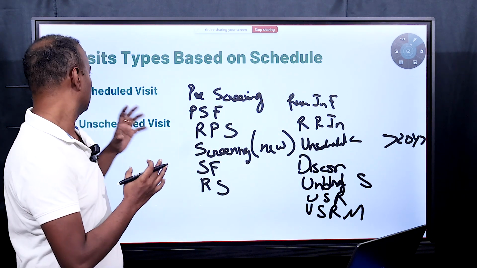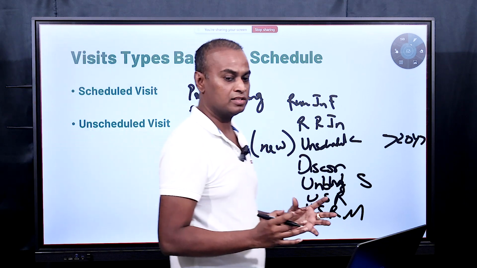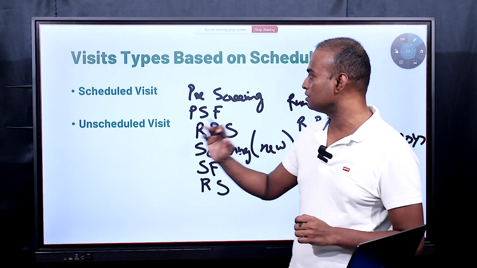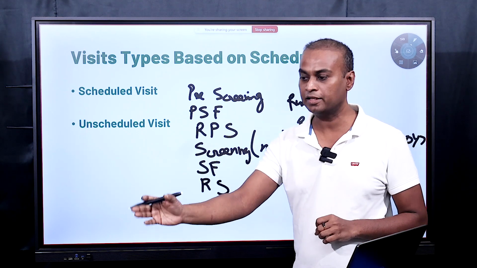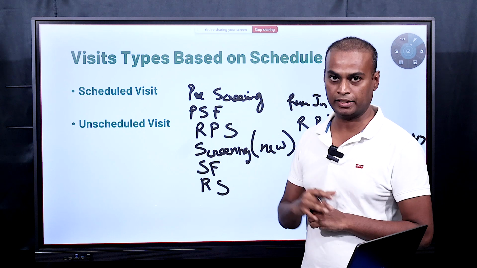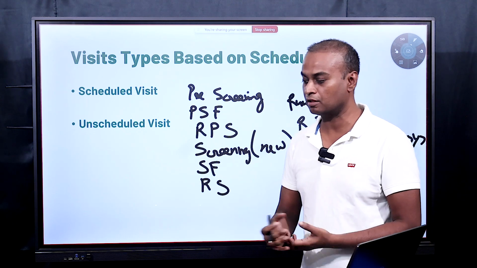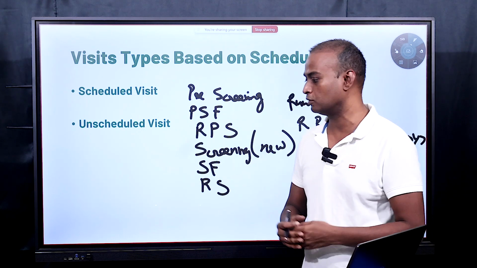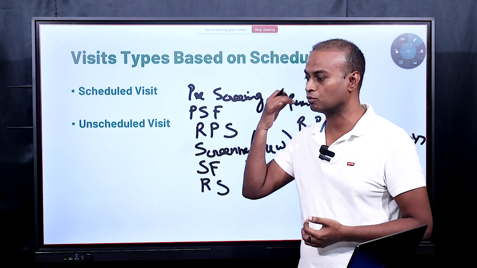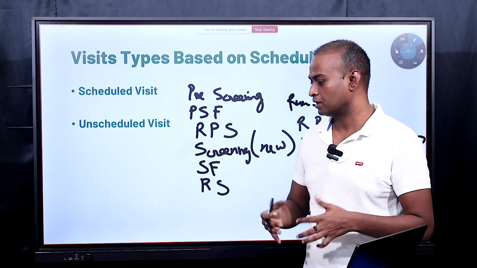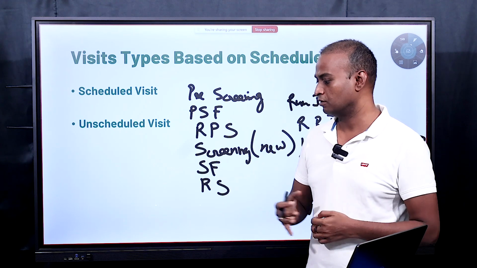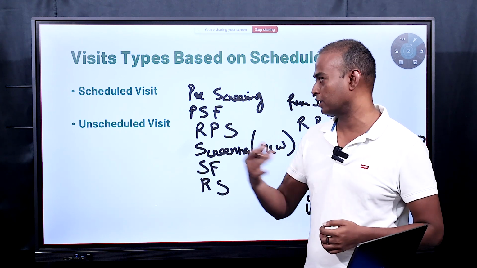So basically, scheduled visit is a planned visit. Planned visit means the IRT system will give a date. On this date you have to come. The system will give a date. It is not that the investigator or anyone at the site will give a date. If I am the investigator, I can just call the patient and say that you can come on this day because there is an adverse reaction, or we want to do some additional test.